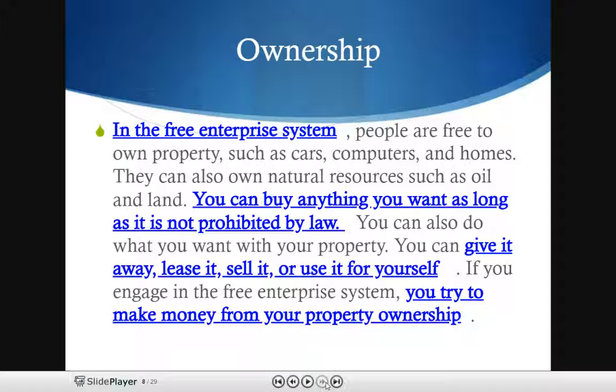In the free enterprise system, ownership is by people. People are free to own property, such as cars, computers, and homes. They also own natural resources, such as oil and land. You can buy anything you want as long as it is not prohibited by law. You can also do what you want with your property. You can give it away, lease it, sell it, or use it for yourself. If you engage in the free enterprise system, you try to make money from your property ownership.